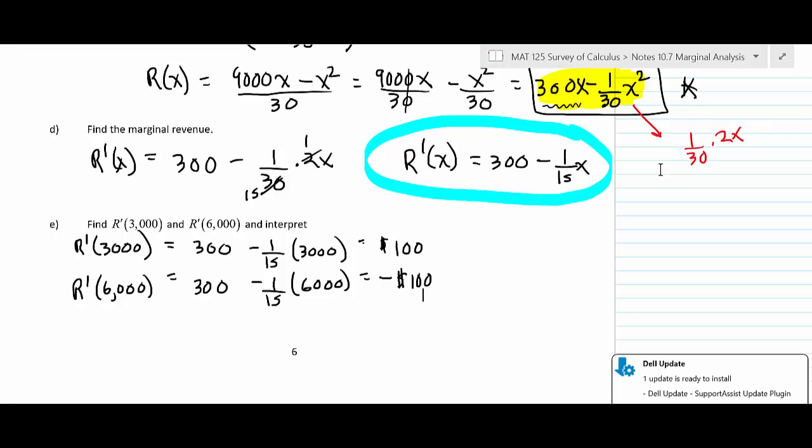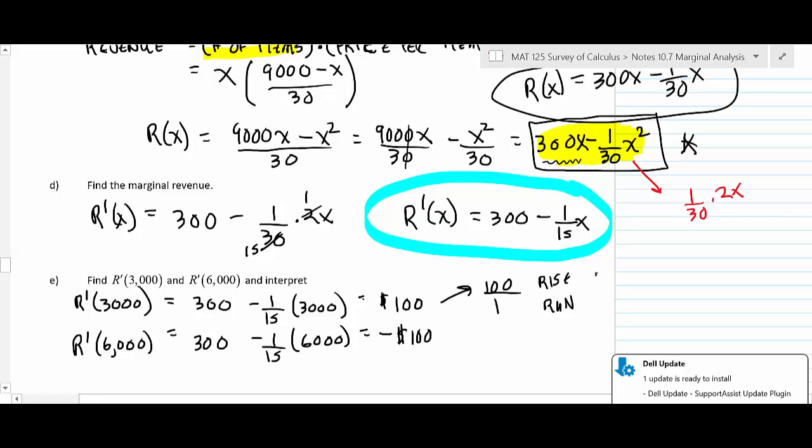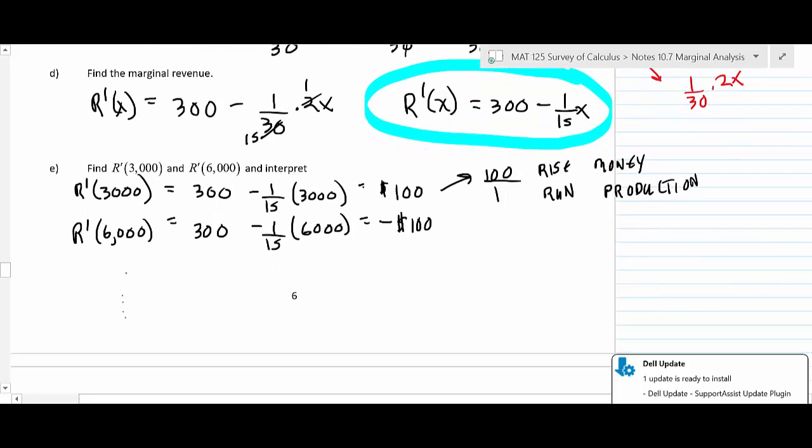One thing you want to remember when you do an interpretation: this is a slope. That right there is a rise over a run. The rise is talking about money. The run is talking about production, because you have an x-axis. So it's money related to production. Here's the way that I would like you to write an interpretation, and you want to write this carefully in words. So let's do the interpretation of R prime of 3,000.